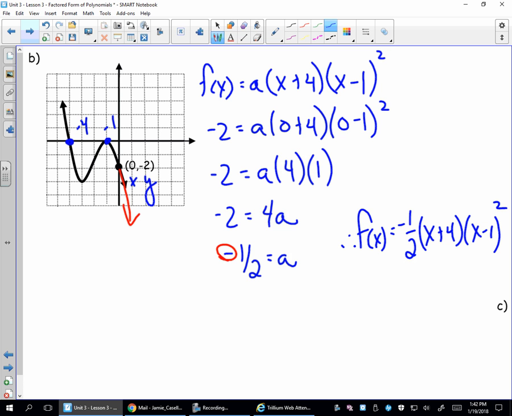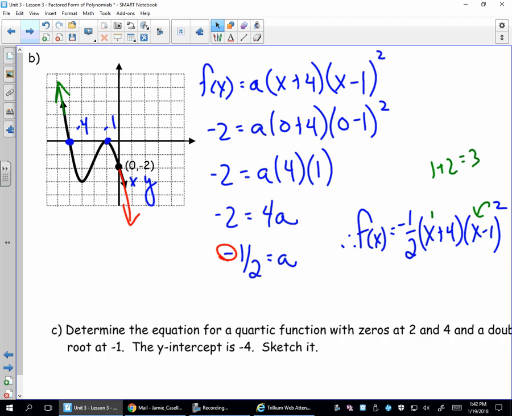And one other thing to point out, if my left-hand side is going up and my right's going down, that's an odd exponent function, odd degree. And if we look at this, I got a power of 2 and a power of 1, and obviously 1 plus 2 makes 3, which is an odd number. It matches what I think should be happening. It's always good to check.